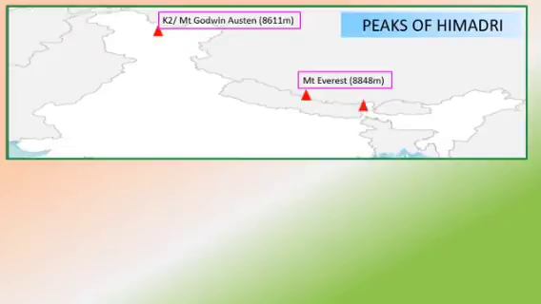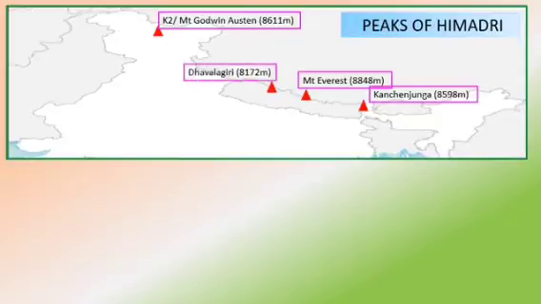Kanchenjunga is the second highest peak in India and it is situated in Sikkim. It is 8,598 meters high. Dhavalagiri with 8,172 meters is the next highest peak. It is situated in Nepal.